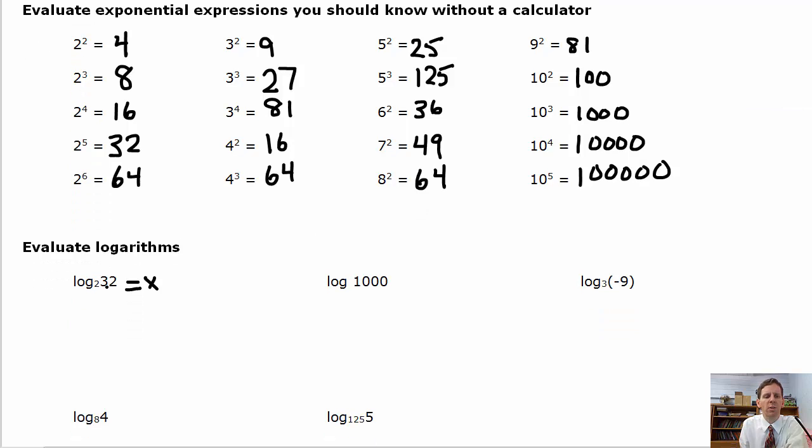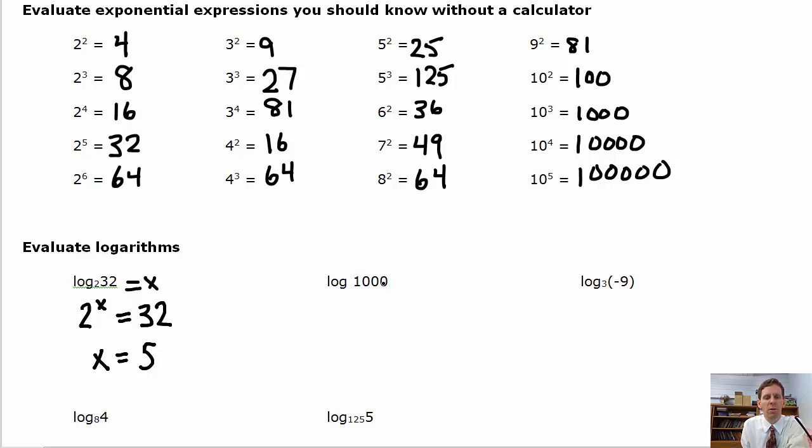And that's what we're going to do here. I'm going to write this in exponential form. My base is 2. Over here is my exponent. And this is equal to 32. Now, what we're trying to figure out here is what our exponent is going to equal. In this case, 2 to what power equals 32? Well, based on my expressions I know, 2 to the 5th power is 32. So x here should equal 5.